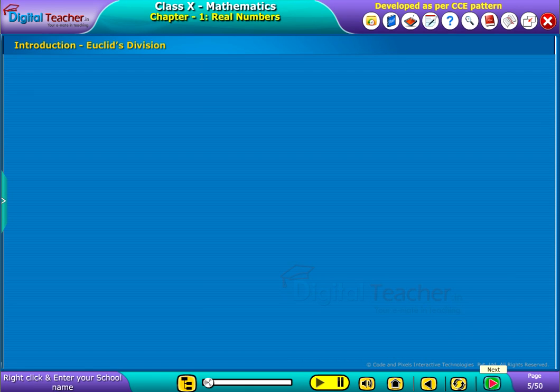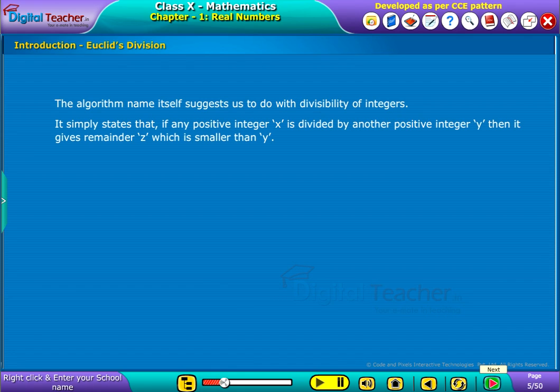Let us know about Euclid's division algorithm. The algorithm's name itself suggests that it has to do with divisibility of integers. It simply states that if any positive integer x is divided by another positive integer y, then it gives a remainder z which is smaller than y. Let us do an example.